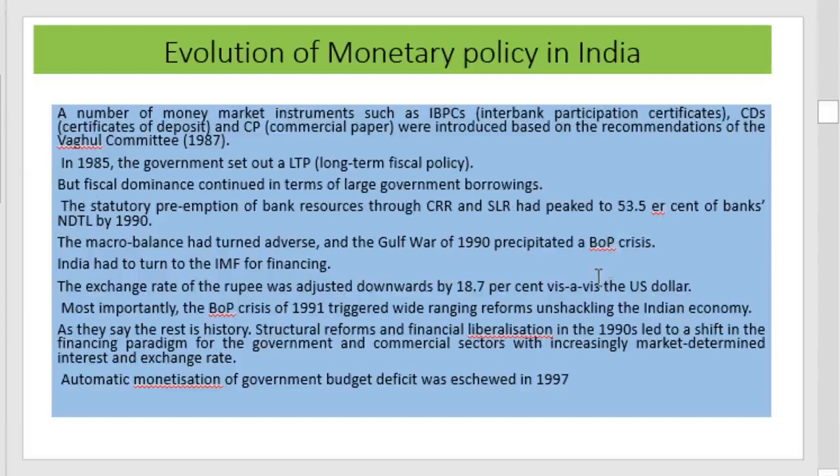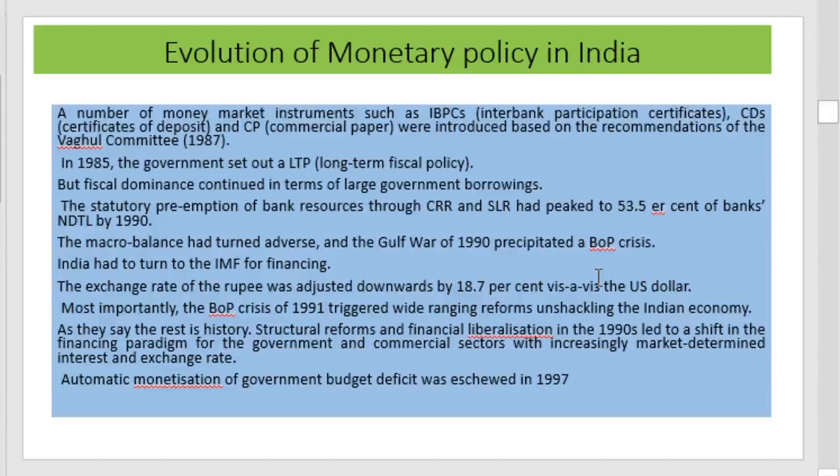The macro balance had turned adverse, and the Gulf War of 1990 precipitated the balance of payments crisis. India had to turn to the IMF for financing. The exchange rate of the rupee was adjusted downwards by 18.7% against the dollar. And the BOP crisis of 1991 triggered wide-ranging reforms unshackling the Indian economy. Due to this situation, India started the economic reform phase during this period.